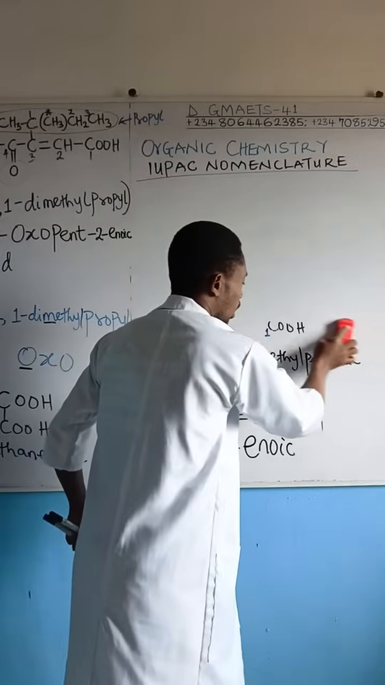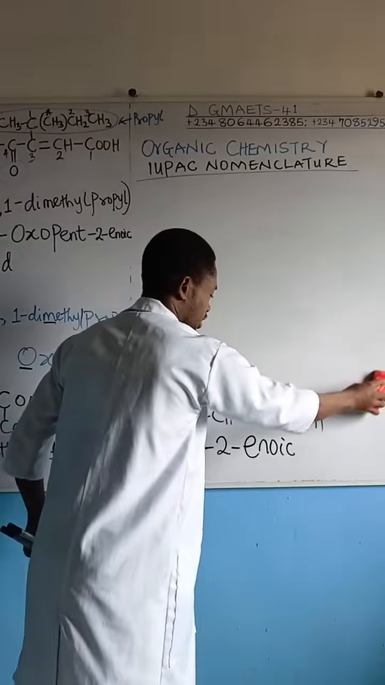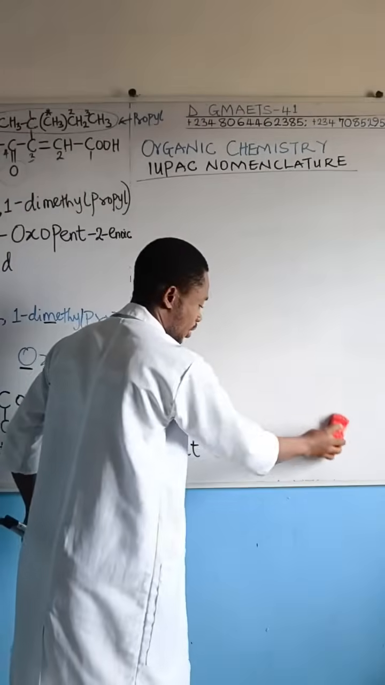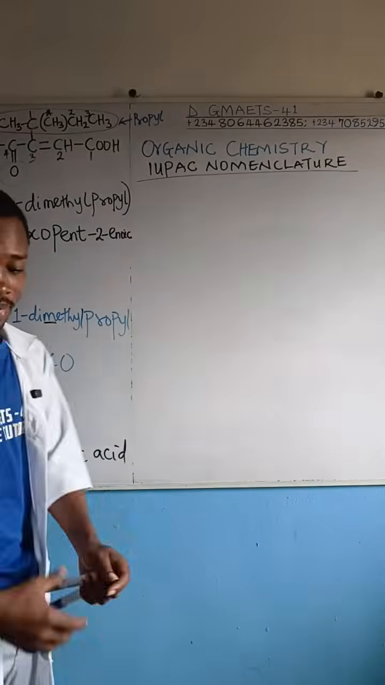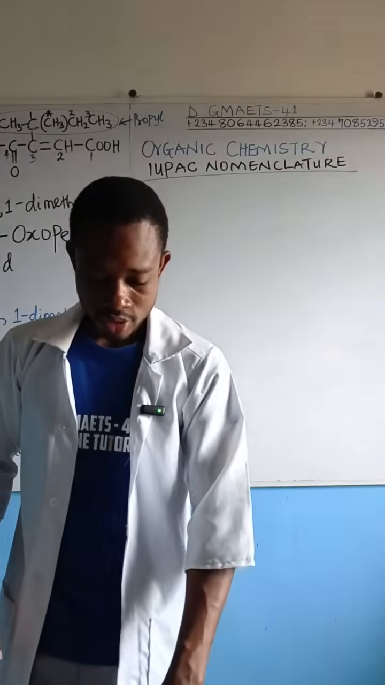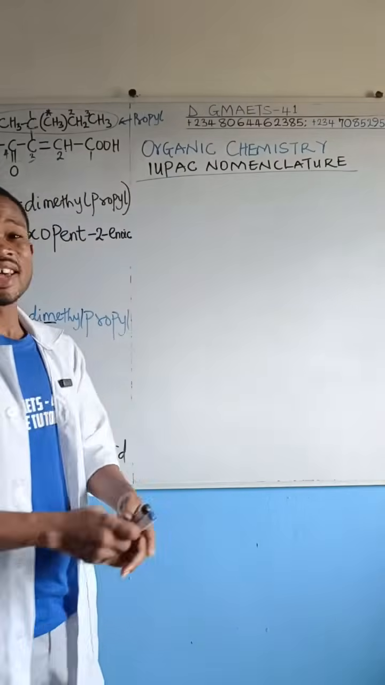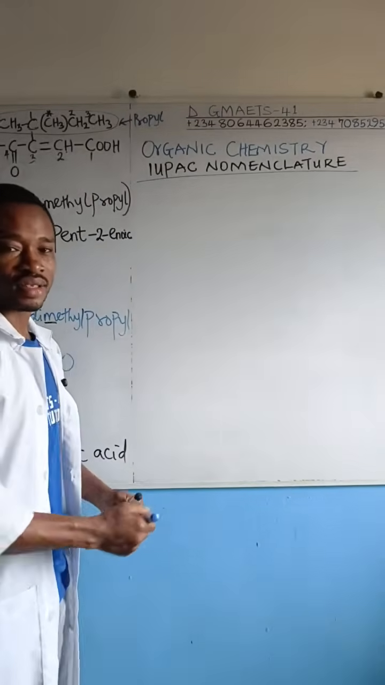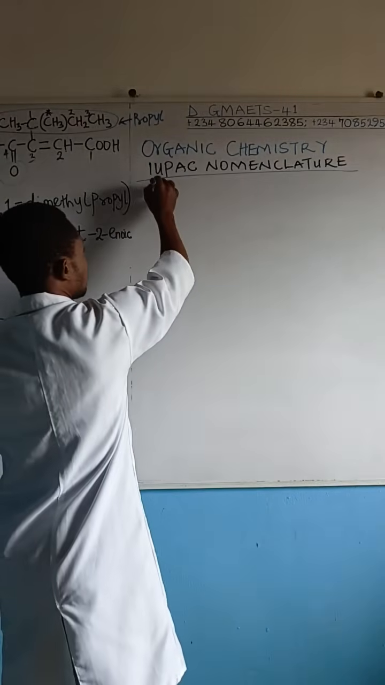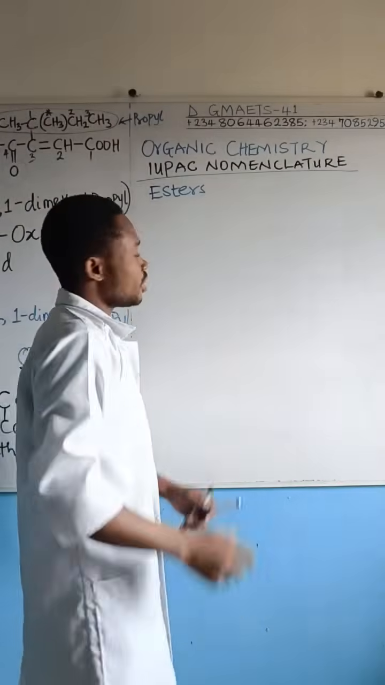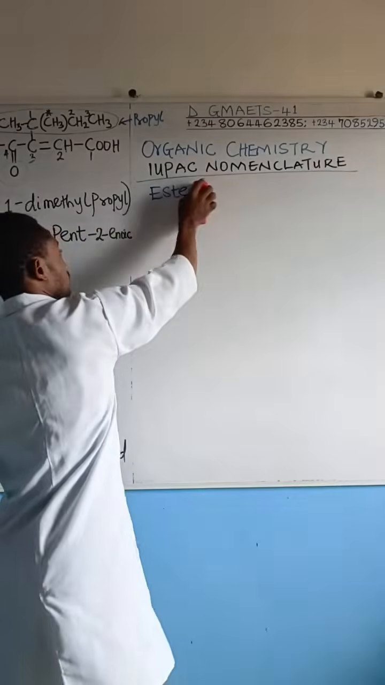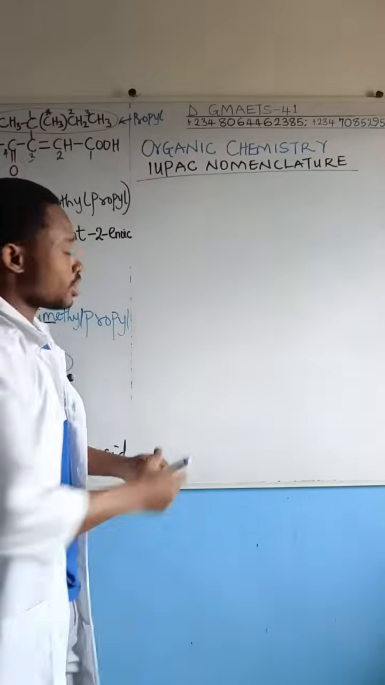The next homologue is actually a derivative of alkanoic acid. A derivative of alkanoic acid, that's to say we get it from alkanoic acid. Are you following, right? We get it from alkanoic acid, and that derivative is esters. Esters, they are called alkanoates. In fact, let me write alkanoates first.